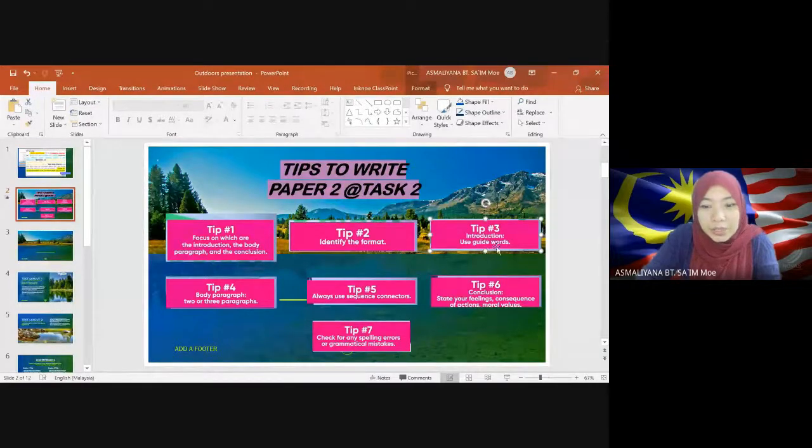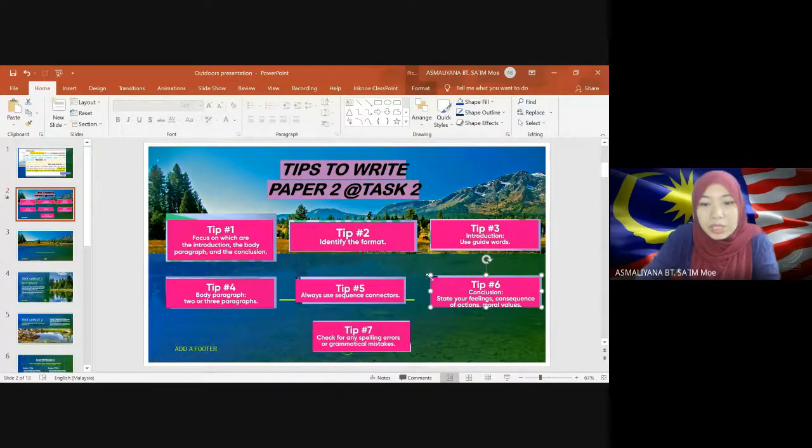Introduction, use guide words. Okay. Body paragraph, 2 or 3 paragraphs. Always use sequence connectors. Okay, sequence connectors semua apa? First, second, third. After that, connectors tadilah semua connectors, subordinators, semua tu. Conclusion, state your feeling, consequences of action and moral value.